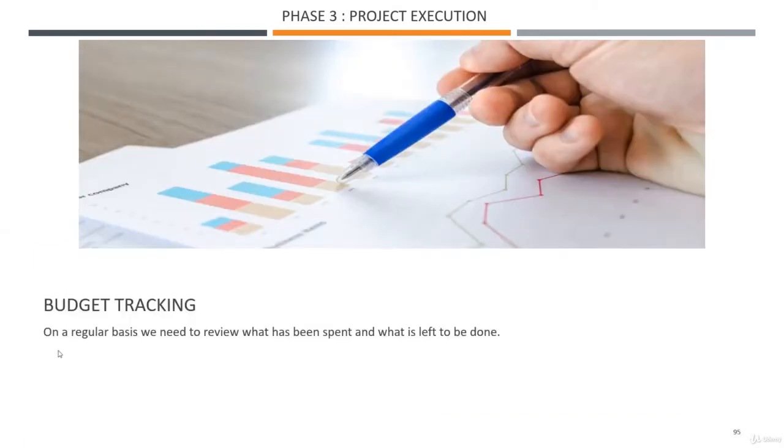Let's continue with budget tracking. So this is obviously a very important part of project execution. On a regular basis we need to review what has been spent and calculate what is left to be done, so we can add the two and check if the end of the project will be good. So first, how do we calculate what has been spent?